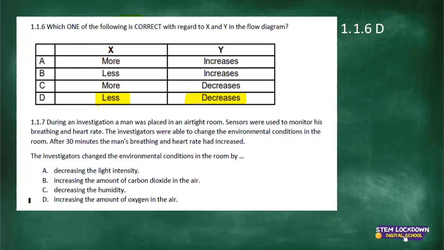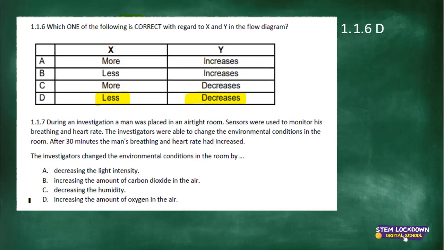So here, this is an investigation. Then this room here is airtight. You know, it's literally closed. It's secluded. Sensors are used to monitor this man's breathing and heart rate. Then these investigators were also able to change the environment in that room. So initially it was airtight, then the conditions were measured. The sensors were measuring the breathing and the heart rate. Then they later changed the conditions in the environment. And then 30 minutes after that change, the man's breathing and heart rate increased.